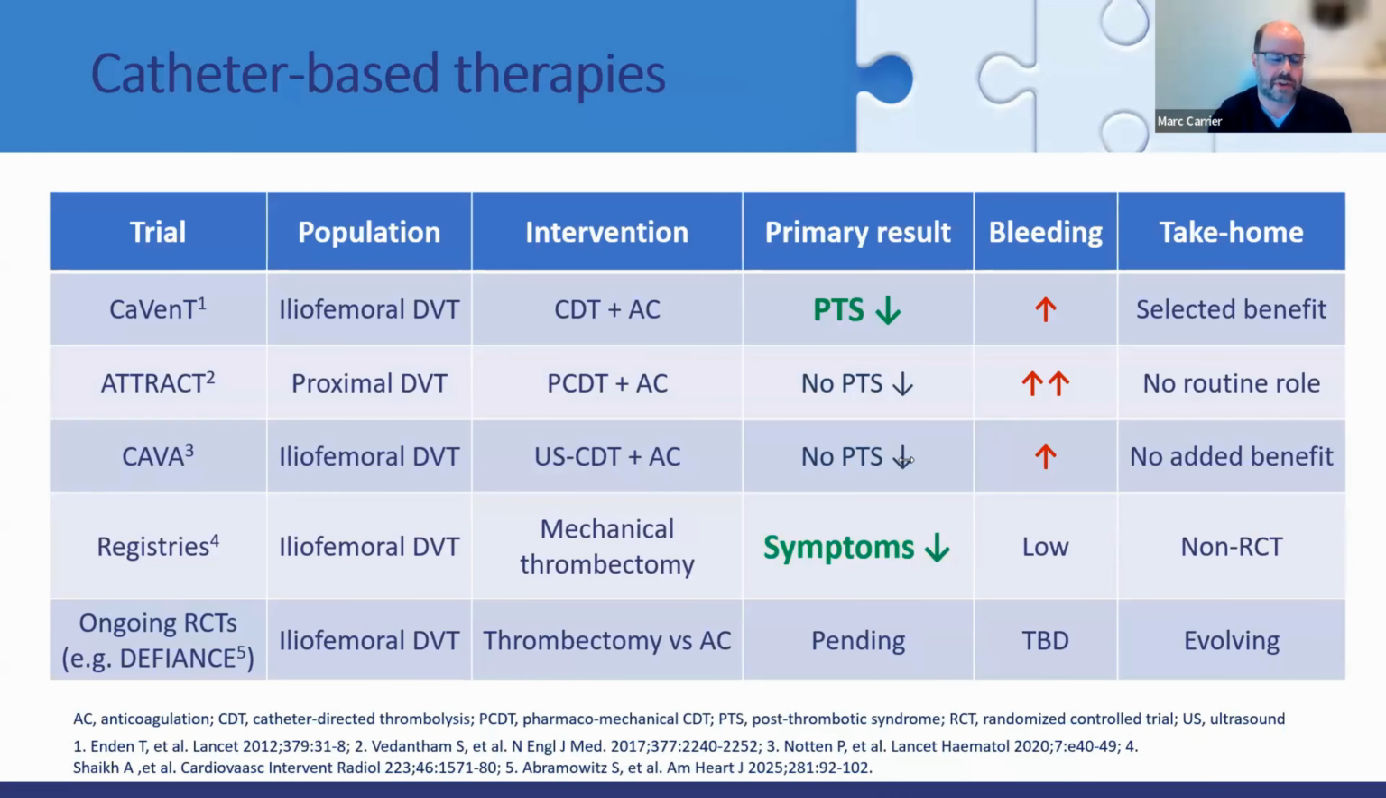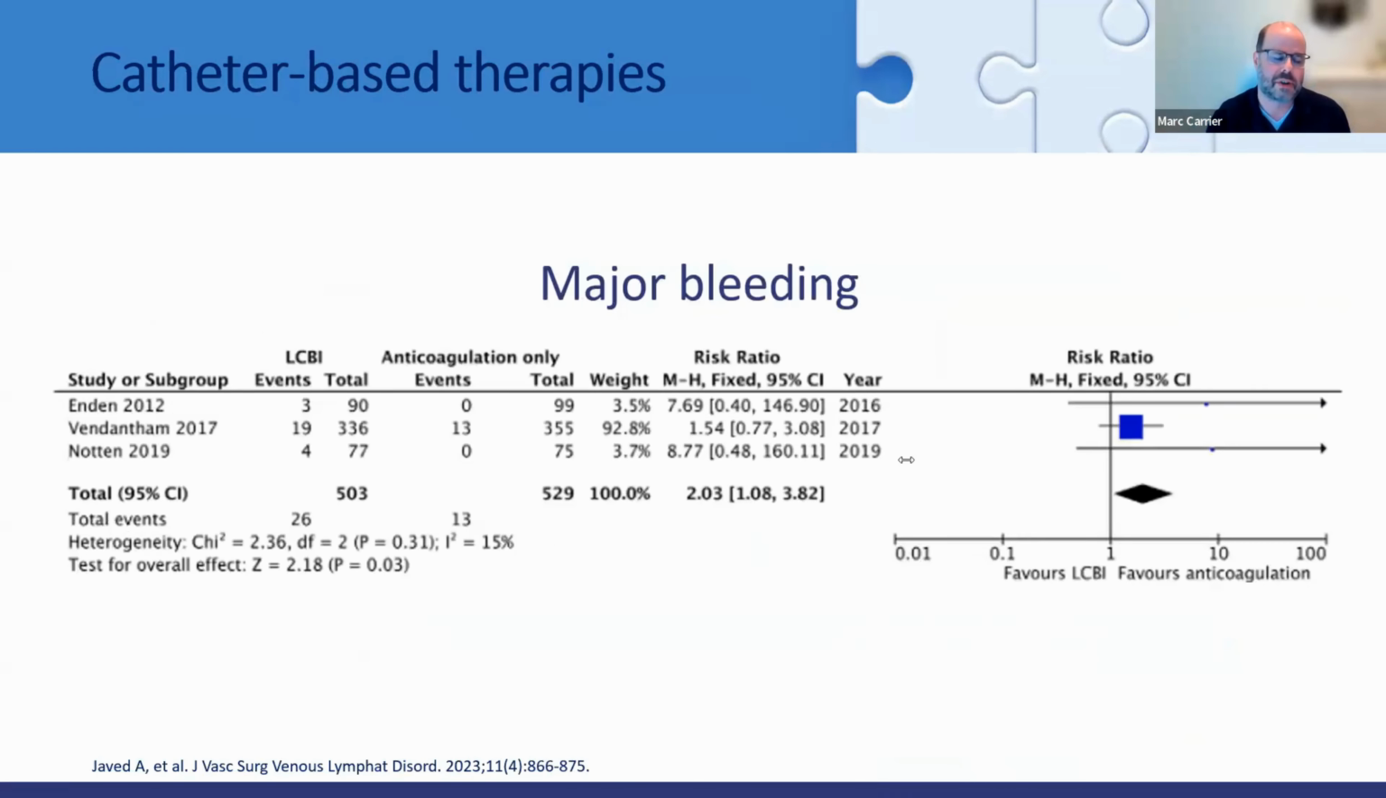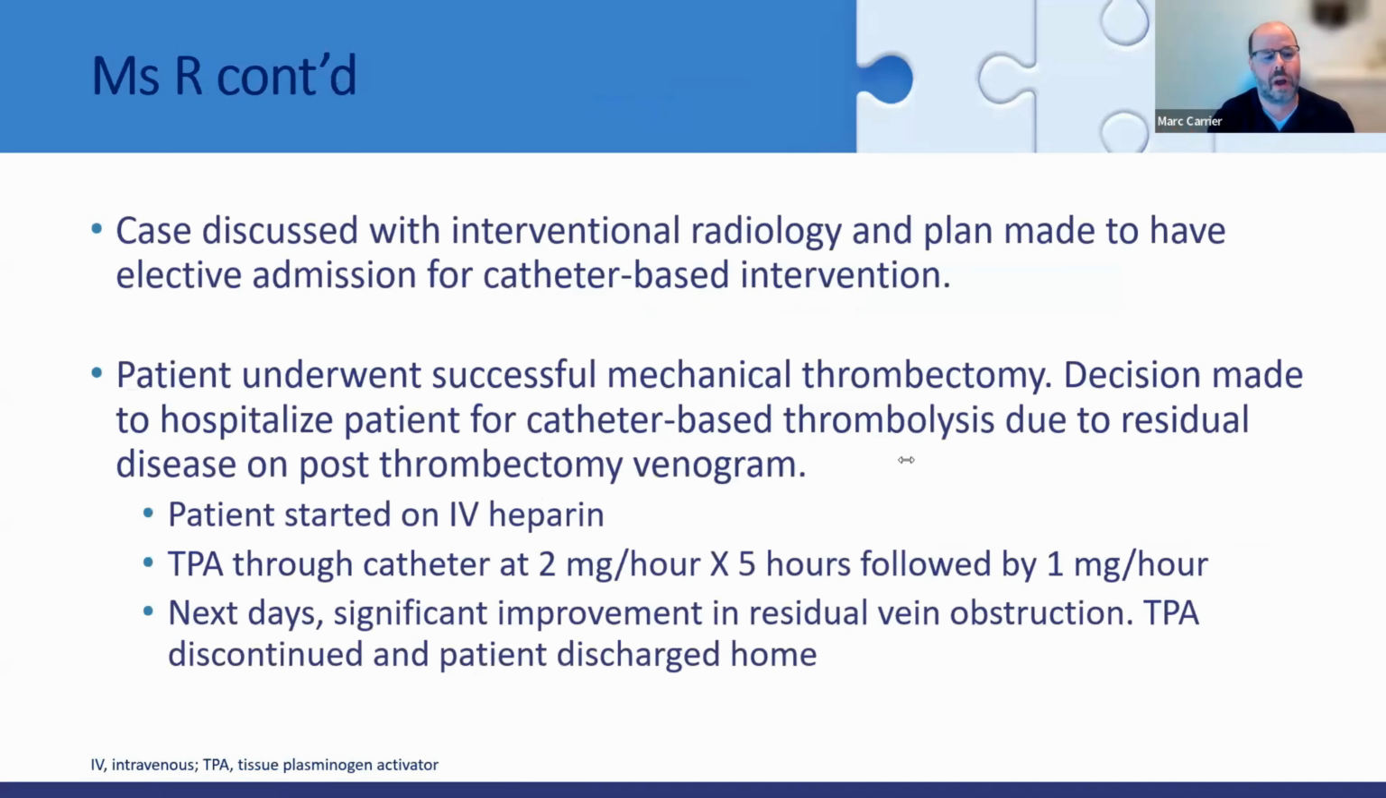So if you put all this together, the systematic review and meta-analysis showed lower PTS, especially moderate to severe PTS. But when you look at major bleeding, it's increased. So any PTS benefit needs to be traded off, or the risk-benefit ratio needs to be carefully assessed compared to bleeding. So in our particular patient, we decided to have a discussion with interventional radiologists.